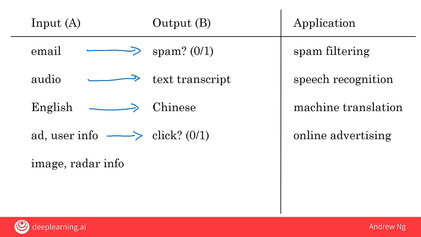Or if you want to build a self-driving car, one of the key pieces of AI is an AI that takes as input an image and some information from the radar or from other sensors and outputs the position of other cars, so your self-driving car can avoid the other cars.